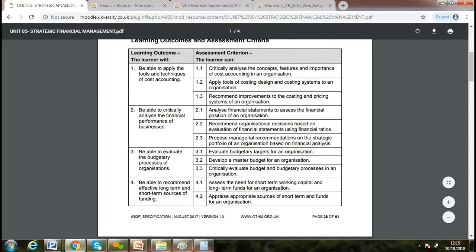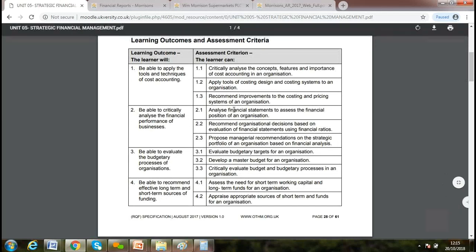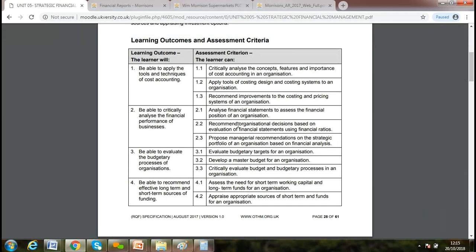So you will see what we discussed earlier, 2.1, analyze the financial statement. I have analyzed the financial statement. Okay, you can draw the decision, for example, that the gross profit went up and you want to invest in this company. After calculating a few ratios, your recommendation is based on them. You can explain the ratios, you can recommend, and then propose managerial recommendations.